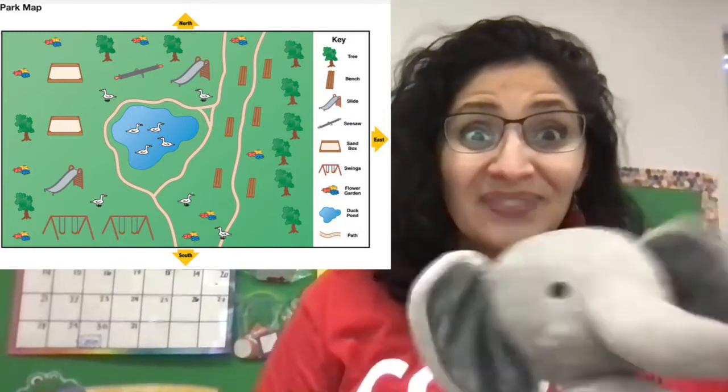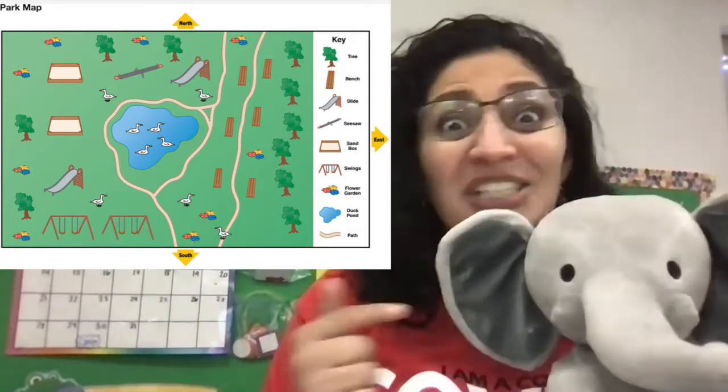Do you see that? Do you see that, Mabel? Yeah, Mabel's here helping me because she loves maps.